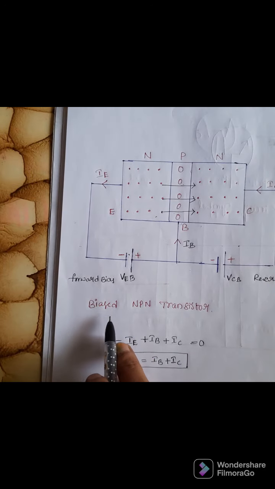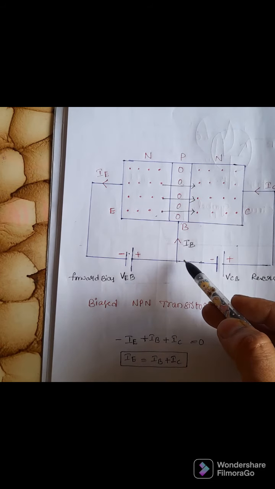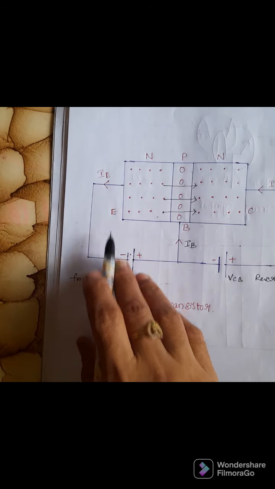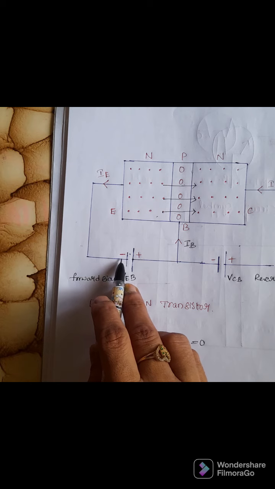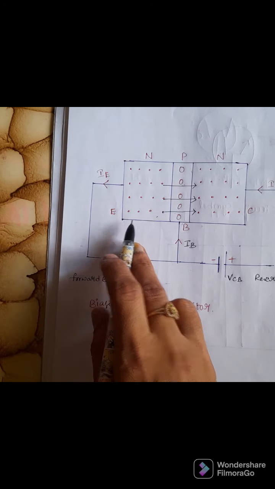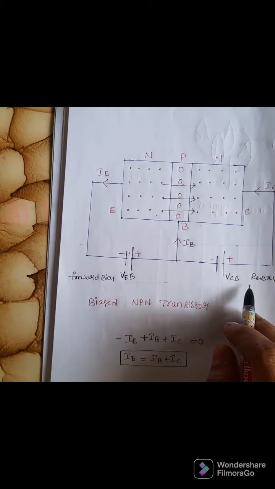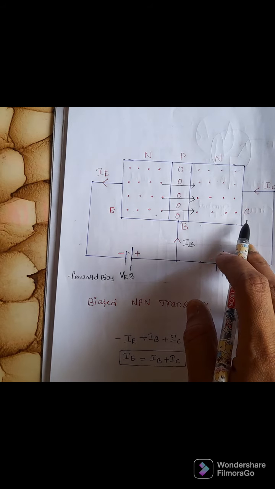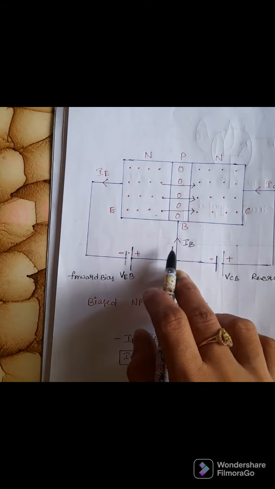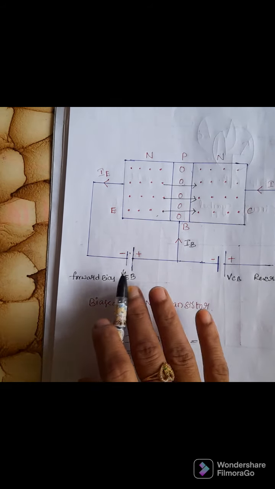Next diagram represents the biased NPN transistor, meaning NPN transistor with proper biasing. Here emitter junction is in forward bias by connecting negative terminal of the battery to the emitter, positive terminal of the battery to the base, and collector junction is in reverse bias by connecting positive terminal of the battery to the collector, negative terminal of the battery to the base. Okay, this is all about connection.